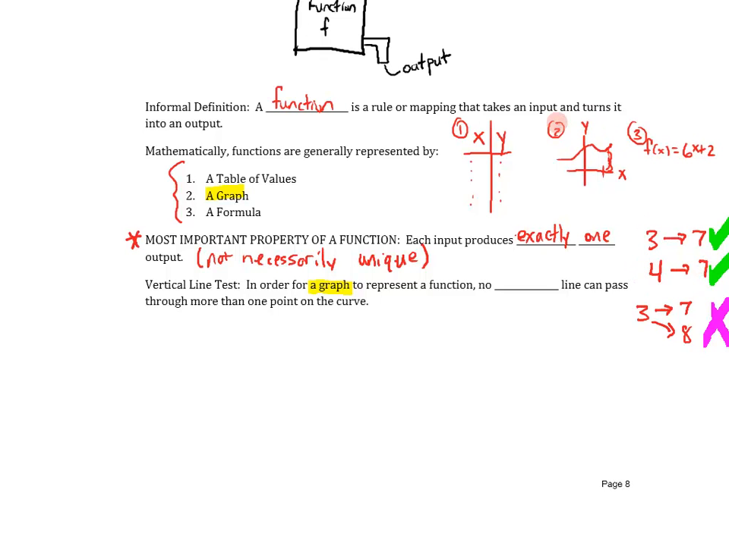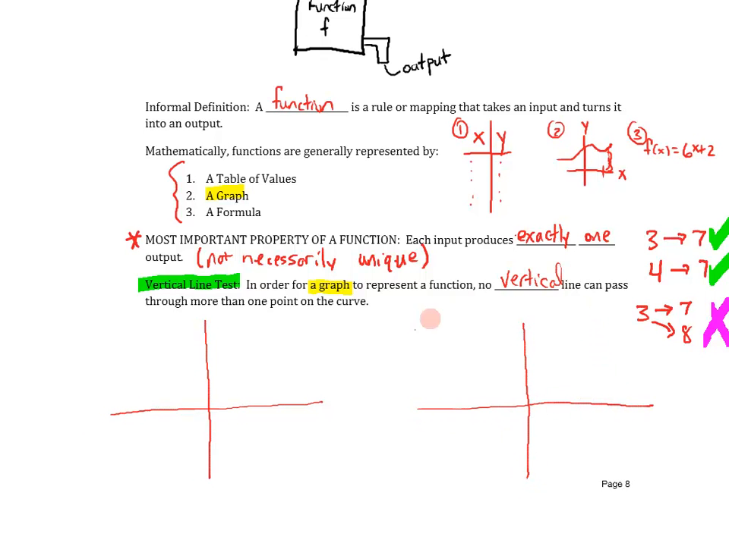The way that you check that with a graph is what's called the vertical line test. The vertical line test is a way for us to determine by looking at a picture whether or not the function represented by that graph is in fact a function. So no vertical line can pass through more than one point of the curve. So let's consider 2 pictures here. Let's draw 2 graphs. One is a function, one is not a function.